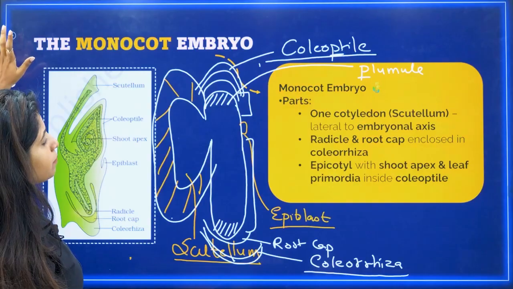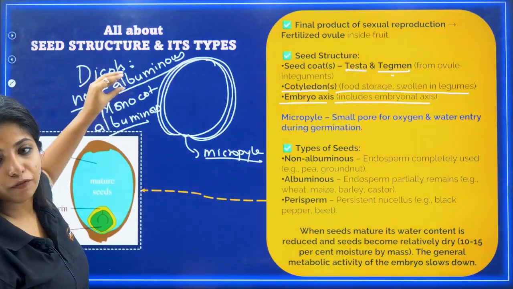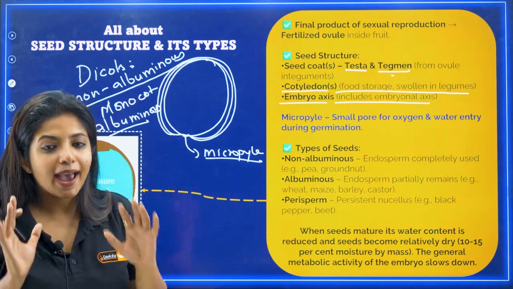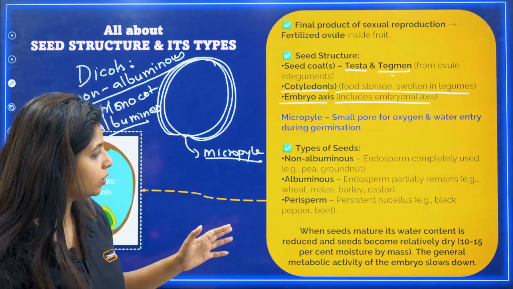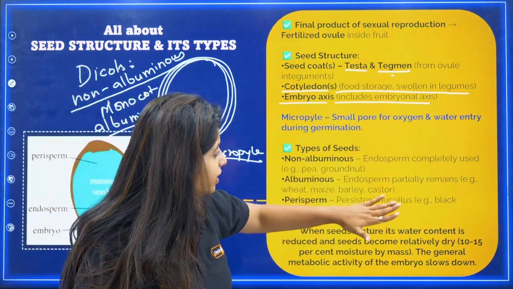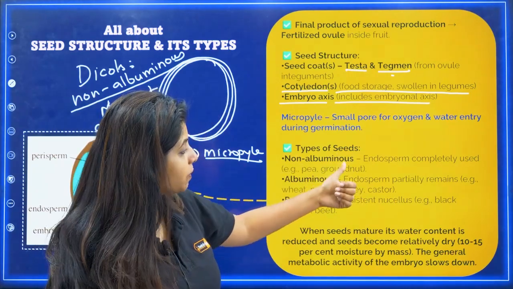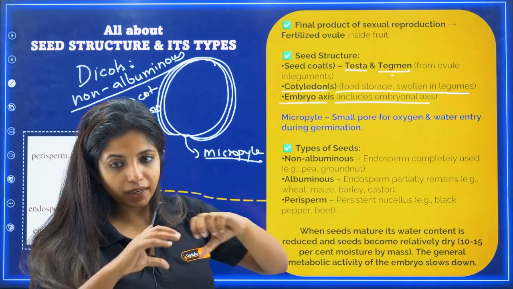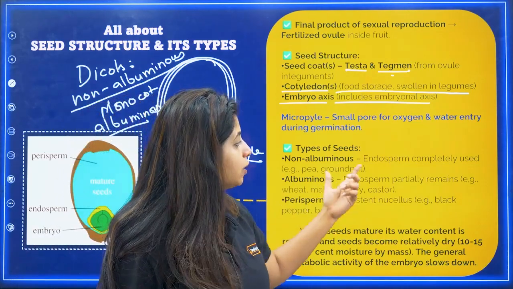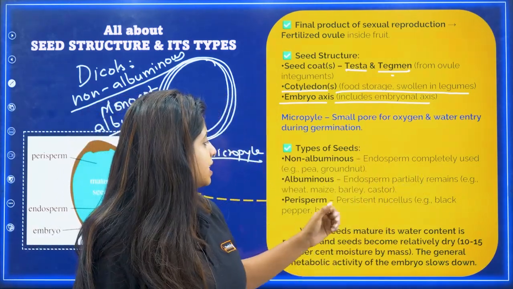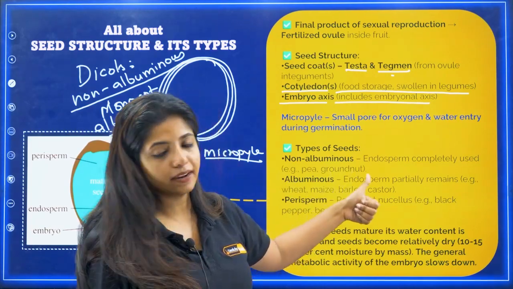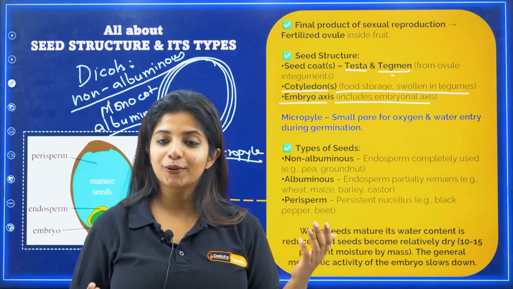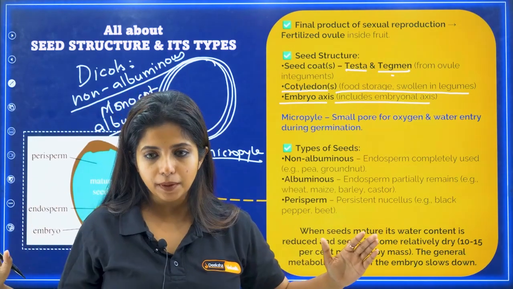So over here, whatever examples are there for dicot becomes the example for non-albuminous, and whatever examples are there for monocot becomes the example for albuminous. Okay, cool. Now I'll just read out for your understanding. Non-albuminous, endosperm completely used up, for example pea, for example groundnut. Pea and groundnut you can break into two, right? Albuminous, endosperm partially remains. Example wheat, maize, barley and castor. So apart from wheat and rice and castor and coconut, you have barley and maize also, which you can remember.